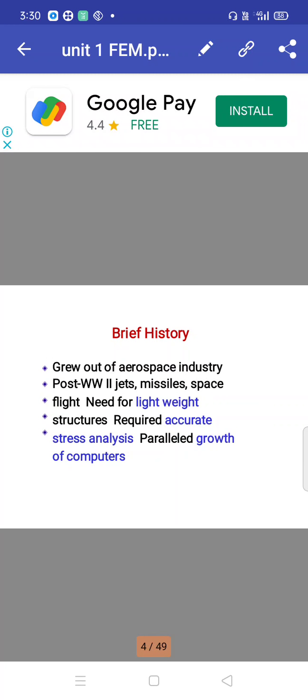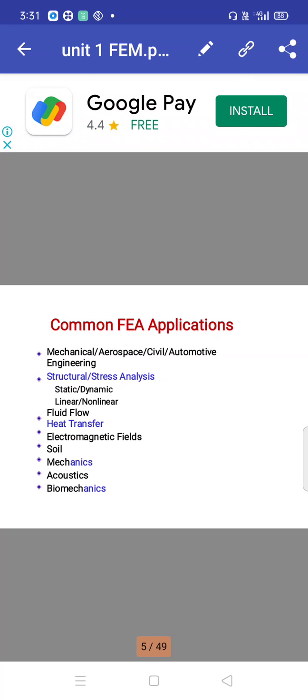A brief history: it grew out of the aerospace industries. Post World War II, jets, missiles, and space flight needed lightweight structures, which required accurate stress analysis, paralleled by the growth of computers. Common FEA applications are in mechanical, aerospace, civil, and automotive engineering: structural stress analysis, static and dynamic, linear and non-linear, fluid flow, heat transfer, electromagnetic fields, soil mechanics, acoustics and biomechanics.